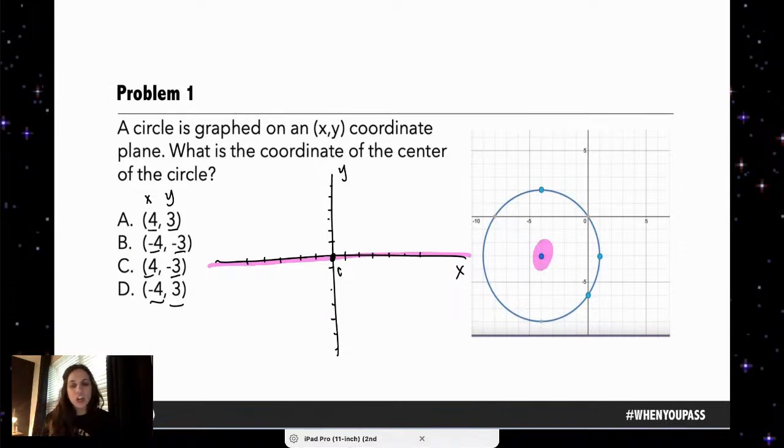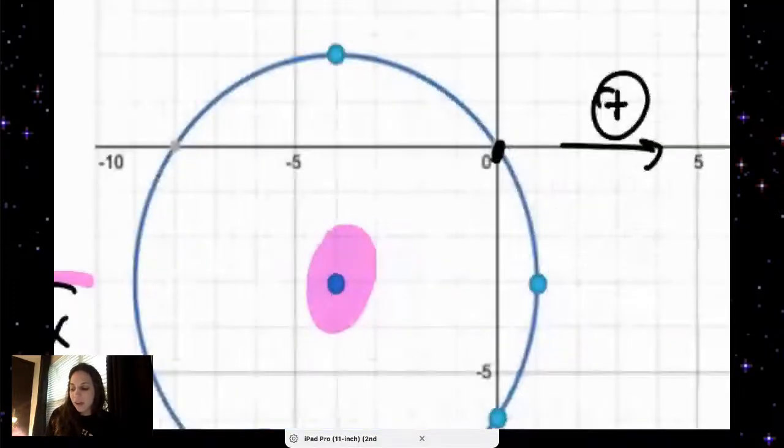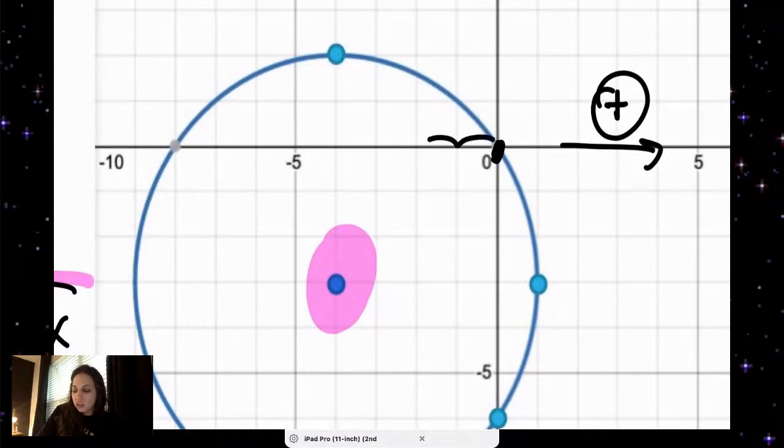So when I look at my center, I need to think about what my X value is first. So my X value from the origin, I had to go left. Does that mean I'm going in the positive direction or the negative direction? That means I'm going in the negative direction. Right is positive, left is negative. So I need to count how many units negative I went. 1, 2, 3, 4. So I went -4 units to the left, which is my X value.